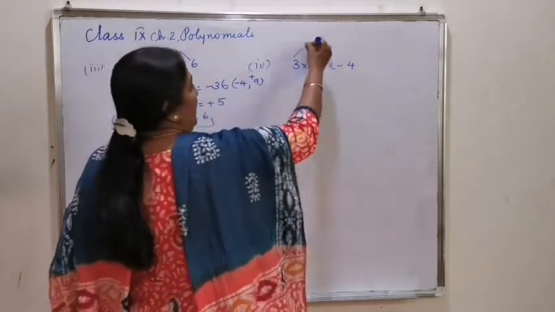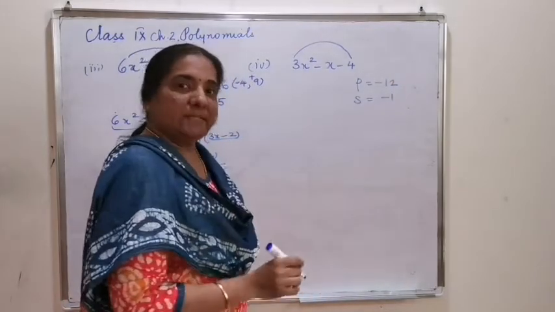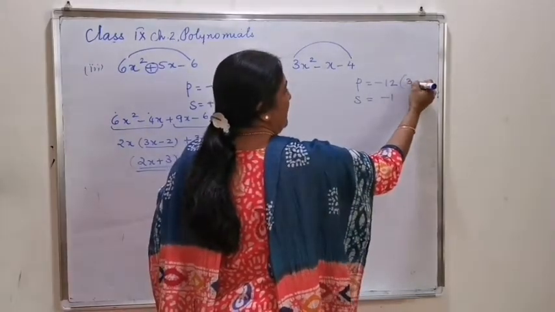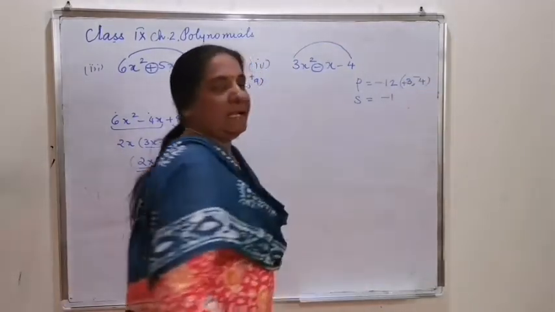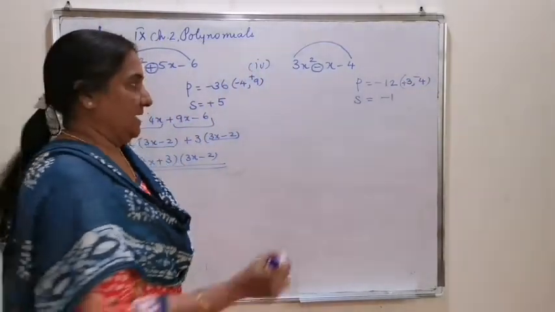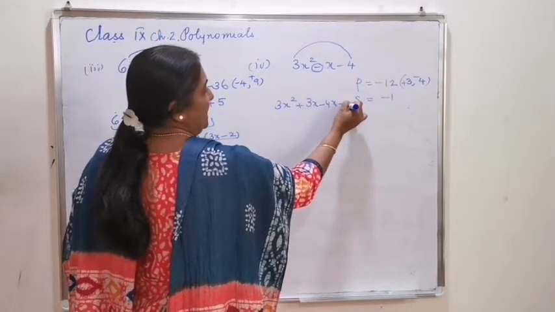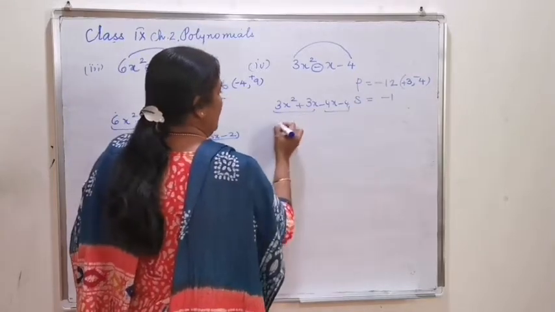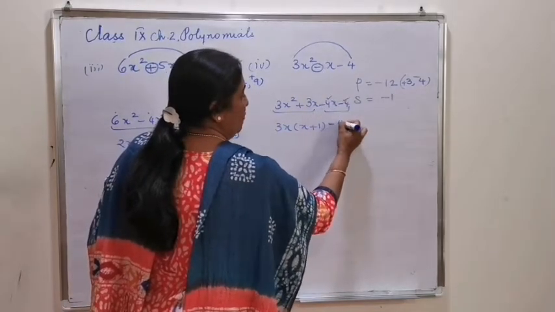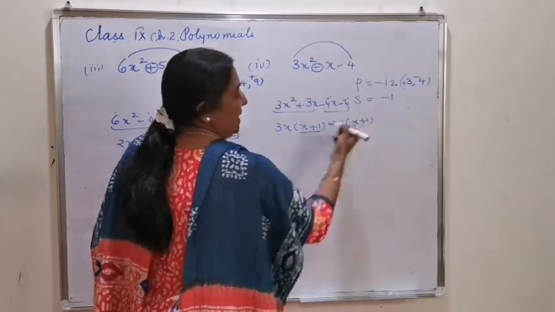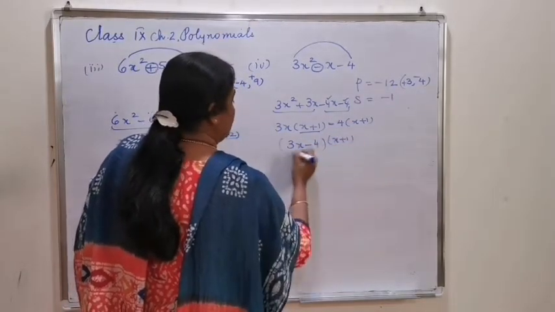Similarly, the product is minus 12 and the sum is minus 1. The difference of the factors has to be 3 and 4. Based on the sign here, the greater factor gets the sign of the sum, and the other one gets the unlike sign. 3x square plus 3x minus 4x minus 4. 3x into x plus 1 minus 4 into x plus 1, or 3x minus 4 into x plus 1.